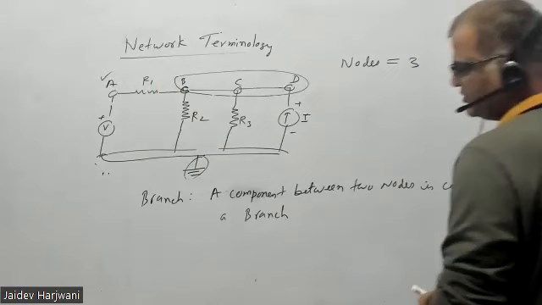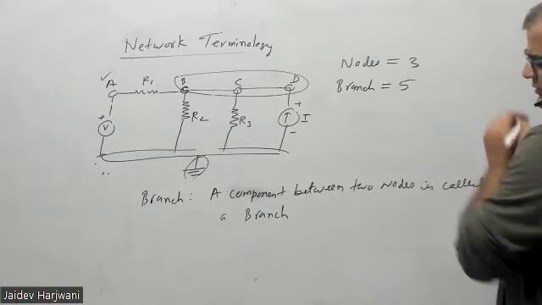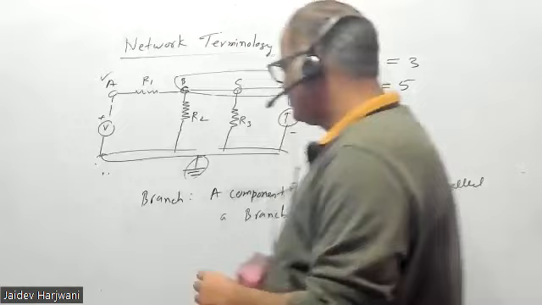How many branches are there in the circuit? Four? Six? Count. Five. I told you five. A branch is a component. So however many components there are in the circuit, that many branches there will be. Okay, now the next thing is loop. How many loops are there in the circuit? A closed path.